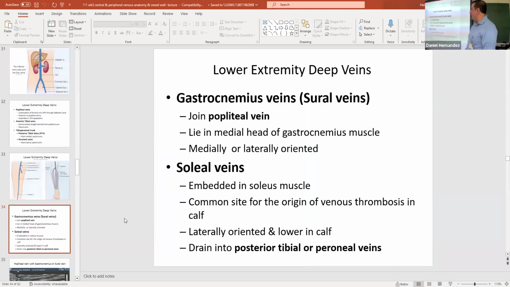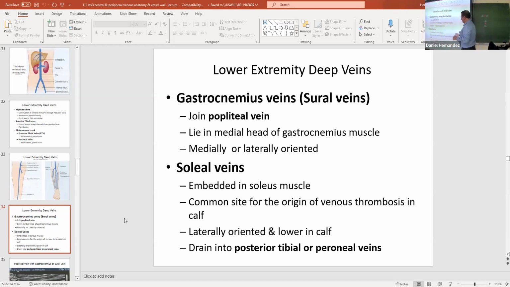There are a couple more deep veins that you also need to be aware of, particularly when it comes to imaging and ultrasound. We have the gastrocnemius veins, and these join or dump into the popliteal vein. They lie medial to the head of the gastrocnemius muscle. The gastrocnemius muscle is one of your main calf muscles. These vessels get their name from the muscle that they're embedded in. So gastrocnemius veins are within that gastrocnemius muscle and join directly into the popliteal vein.